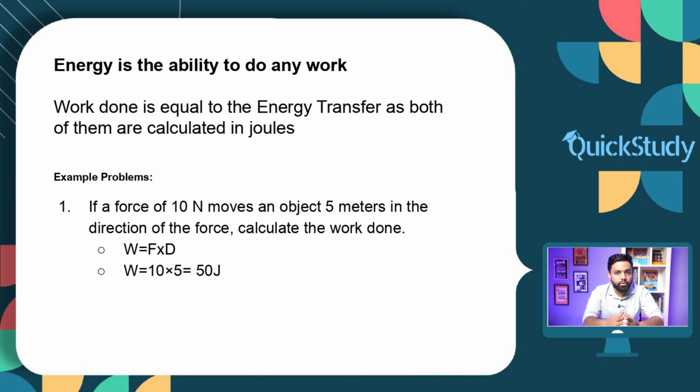Let's look at a problem we can solve with this formula. If a force of 10 Newton moves an object 5 meters in the direction of the force, we have to calculate the work done. So W is equal to force multiplied by distance. Here the force is 10 Newton and the distance is 5 meters. So W is equal to 10 times 5. So the answer would be 50 joules.